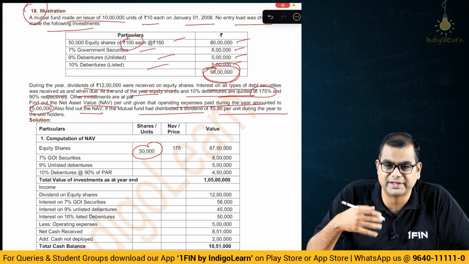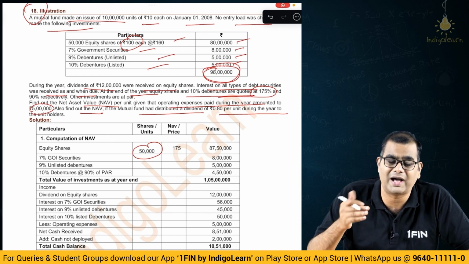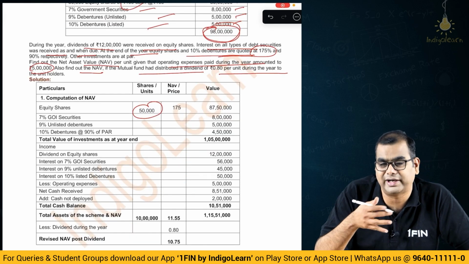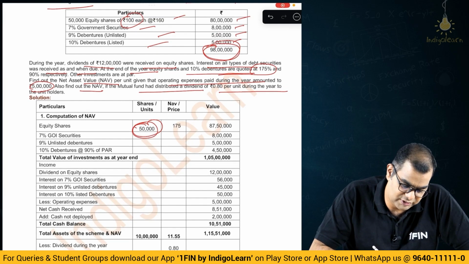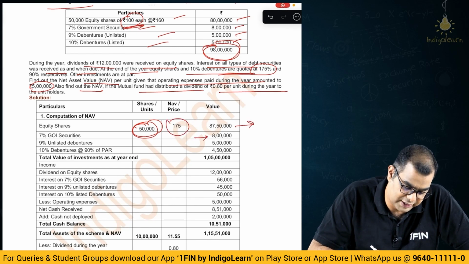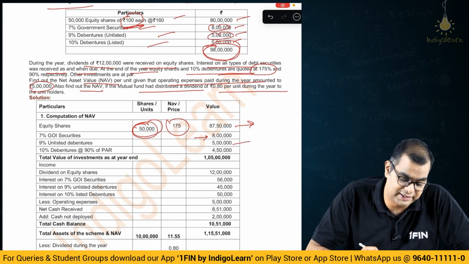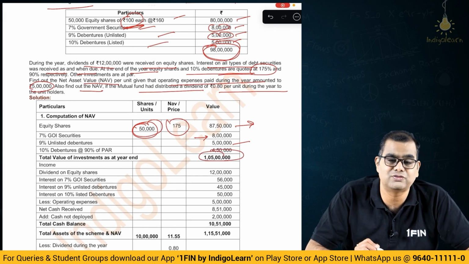Whenever somebody says 15% dividend, or 100% of the value and all that, take it as face value, unless they say of the investment value, or unless the sentence structure enables you to make an assumption that it is investment value. Now, equity shares: you have 50,000 equity shares at 175, which is 87.5 lakhs. Then government securities are quoted at 90%, and 10% debentures are quoted likewise. Government securities are 8 lakhs, debentures are 5 lakhs, and the 5 lakhs of unlisted debentures are quoted at 4 lakh 50,000. So total value of investment at the year end is 1 crore 5 lakh.